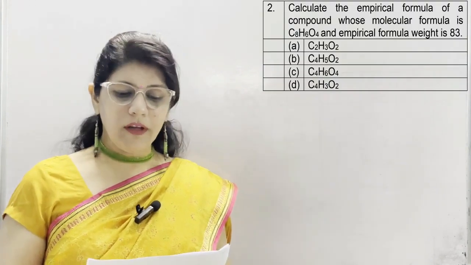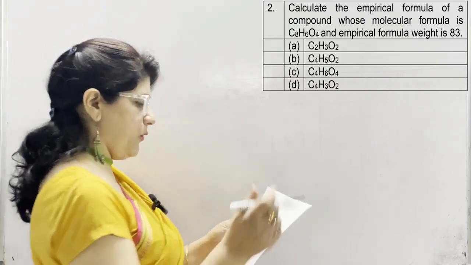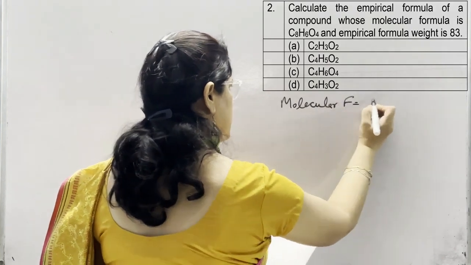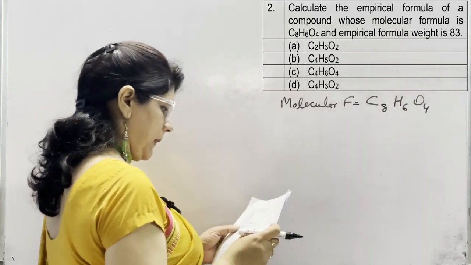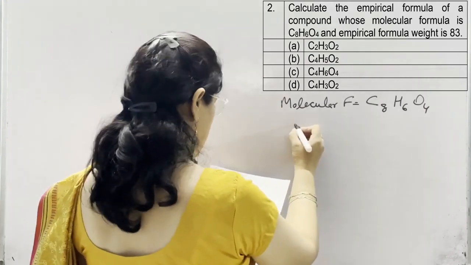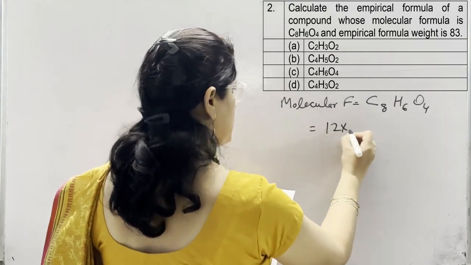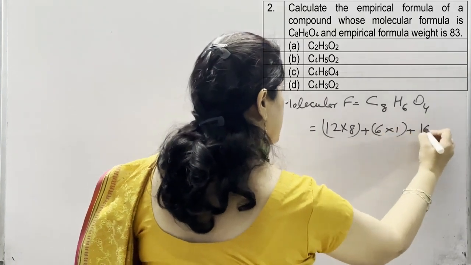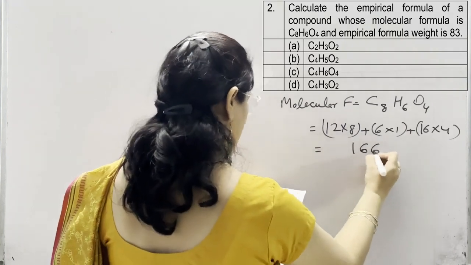In question number 2, calculate the empirical formula of a compound whose molecular formula is C8H6O4. We need to find the weight of this molecule. It means molecular mass or molecular weight is equal to carbon into 8 plus 6 into 1 plus oxygen 16 into 4. After calculation, the value comes out to be 166.